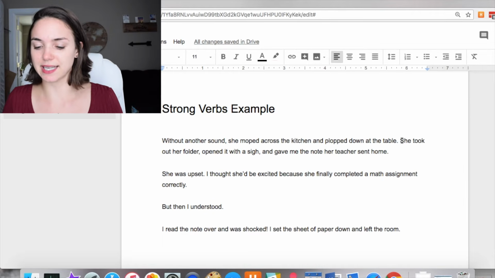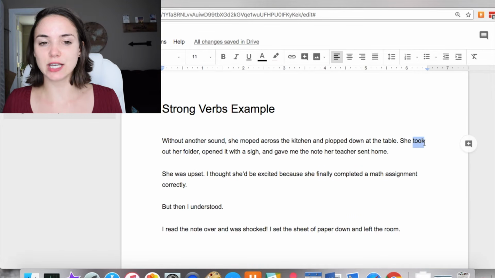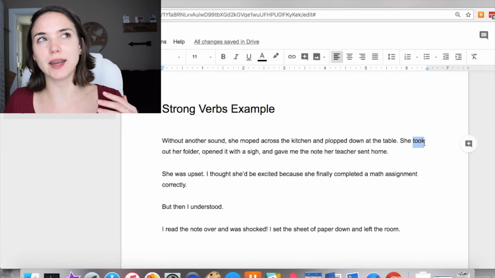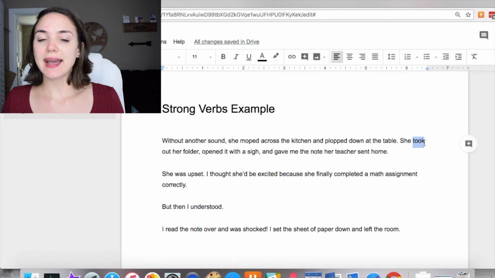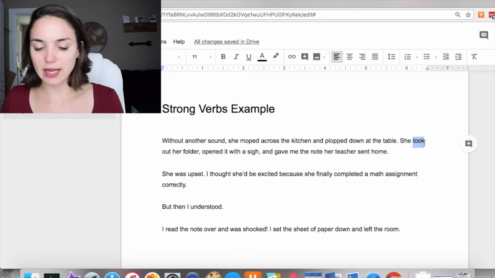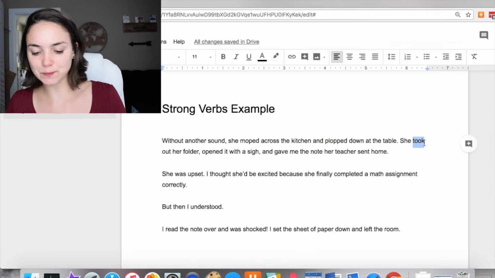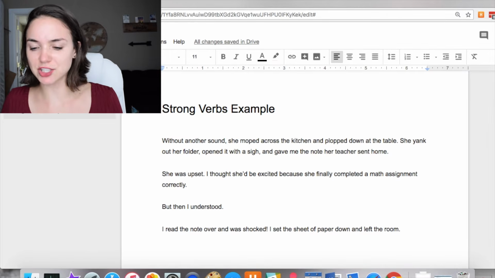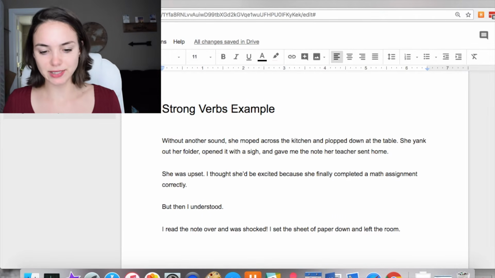So let's move on to the second sentence. She took out her folder, opened it with a sigh, and gave me the note her teacher sent home. So took is a very weak verb. It doesn't really tell you exactly what happened. And when she's in an upset mood, she's going to act a little differently. She's not just going to take it out. She's going to yank out her folder because she's in a mood. She's not just going to take it out gently. She's going to yank it out.